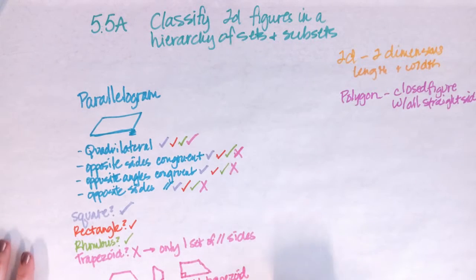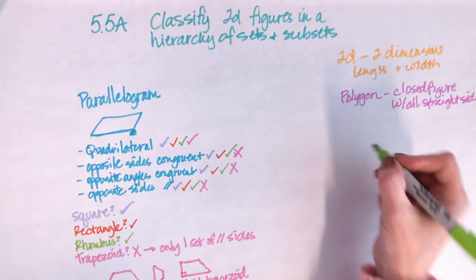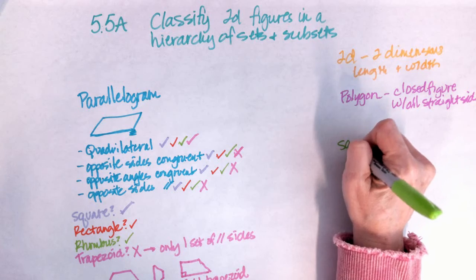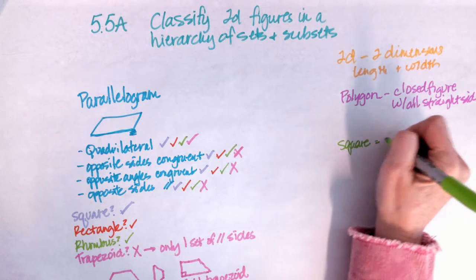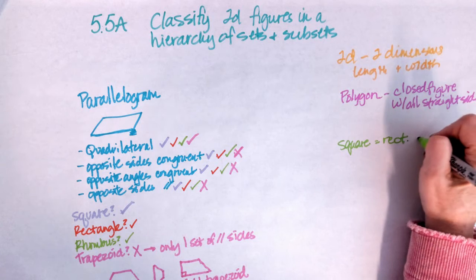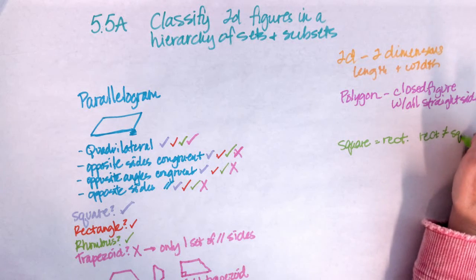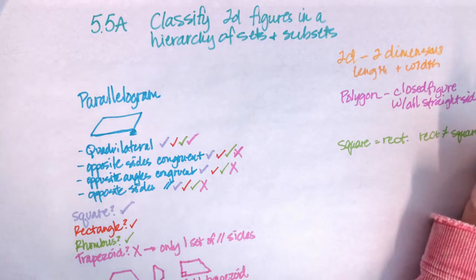Okay? Now let's think through that phrase that causes a lot of confusion and frustration for our kids. A square is a rectangle, but a rectangle is not a square. A square is a rhombus, but a rhombus is not a square. So, a square is a rectangle, but a rectangle is not a square. Let's prove it.